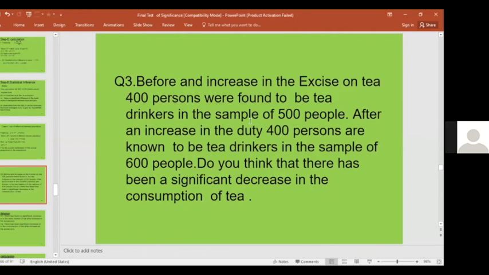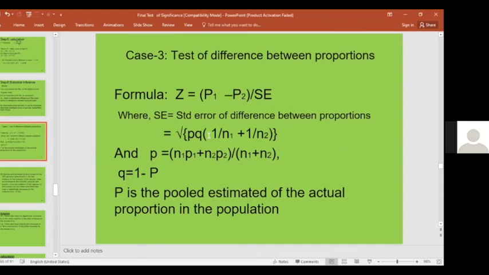Before the increase, 400 persons were found to be drinkers in a sample of 500 people. After an increase in the duty, 400 persons are known to be drinkers in a sample of 600 people. So in such cases, you can apply this one.